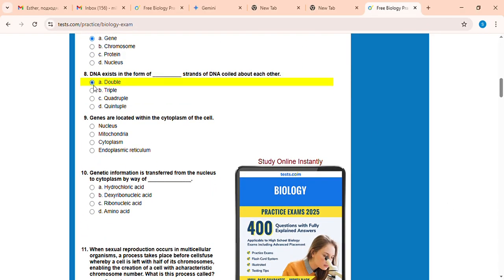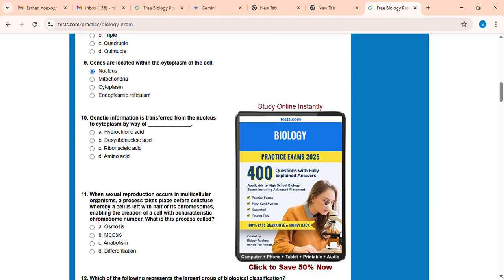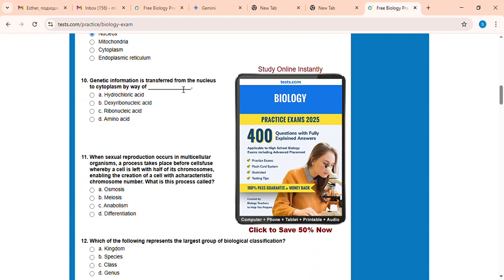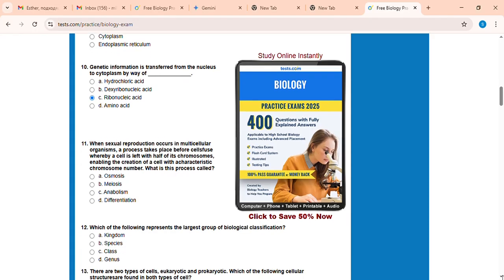The biochemist in me. Genes are located within the cytoplasm of the cell. This question is not correct, so I'll just pick nucleus. Genetic information is transferred from nucleus to cytoplasm by way of echoria. That's wrong. It's by way of ribonucleic acid. Now, after DNA transcription, ribonucleic acid, RNA comes out of the nucleus.